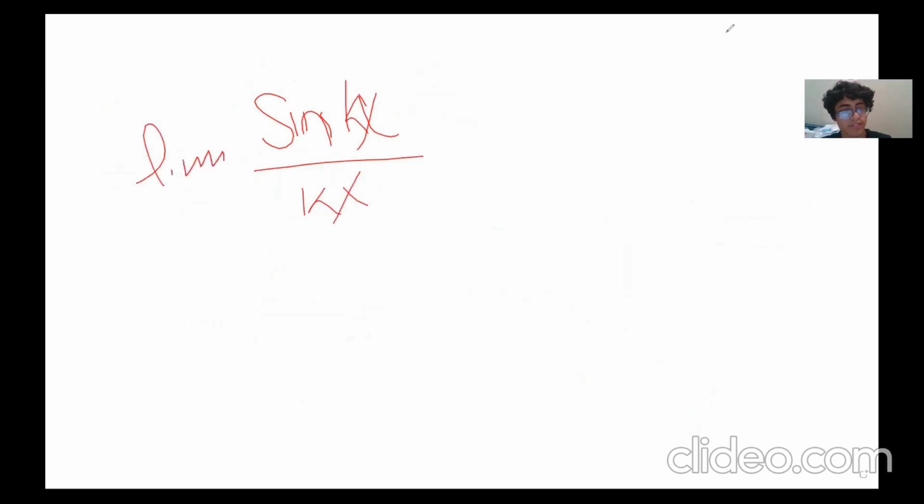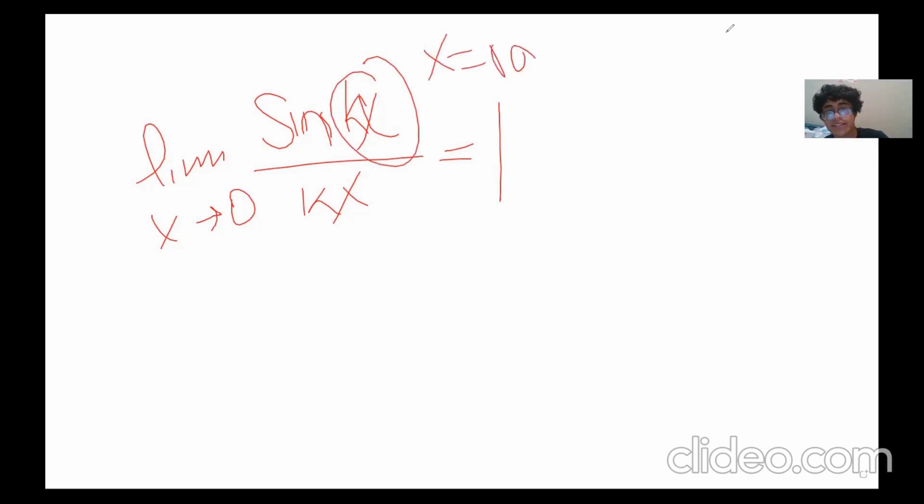Limit of this as x goes to 0 is actually 1, I believe, right? Yes, this is 1. And remember that this is a kx. The x is in radians, not degrees, because that would make no sense. Okay, this is an important thing.